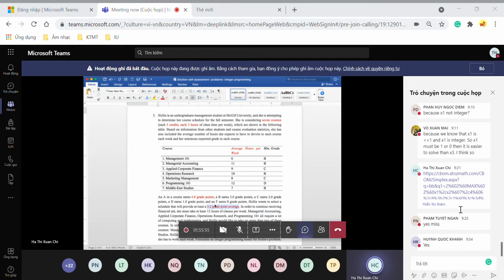In order to continue receiving financial aid, she must take at least 12 hours of classes per week. And so you have 1, 2, 3, 4 classes required. Some require a lot of math, so she takes no more than 2 from the list here.